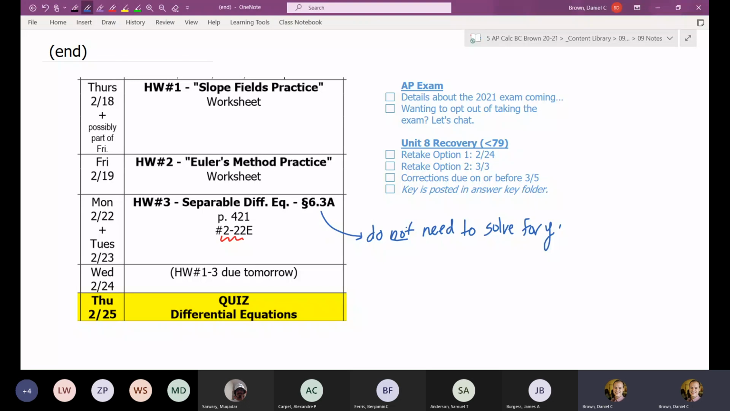I'm trusting that if you've made it this far in BC calculus, you can do simple algebra and solve for y. But if after integrating you look at that and you're like, I have no idea how to get y by itself, then go ahead and try it, because probably on your quiz and your test and AP exam you are going to have to solve for the y. That would be just kind of up to you if you need to do all that extra stuff.